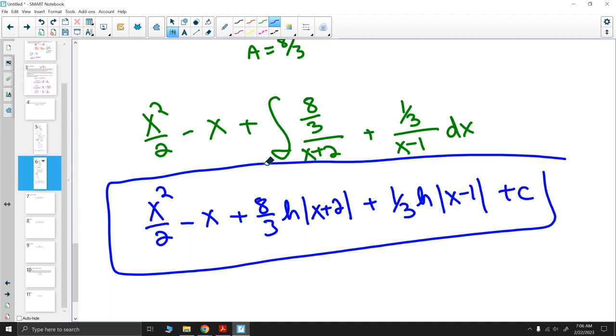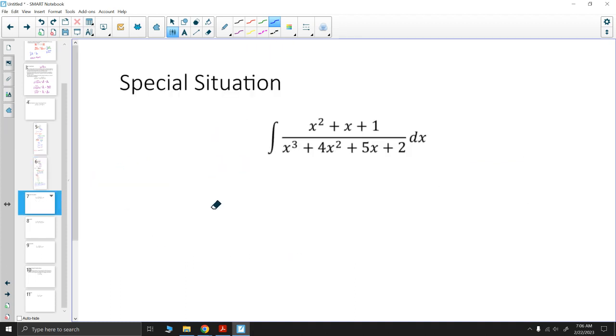Okay, so again, the actual steps are not overly challenging. It's just kind of a lengthy process. Partial fraction expansion is definitely one of those things that just takes a little bit of time, but otherwise it's not horrible. All right, let's do another one.